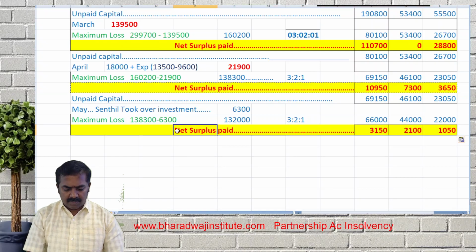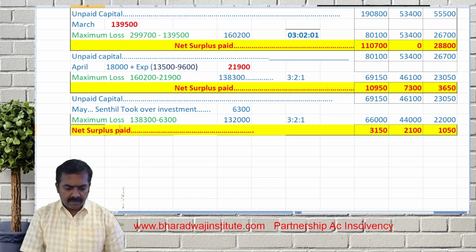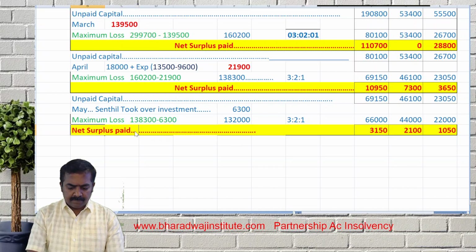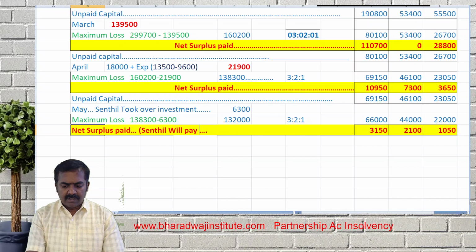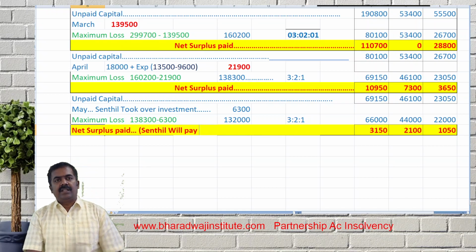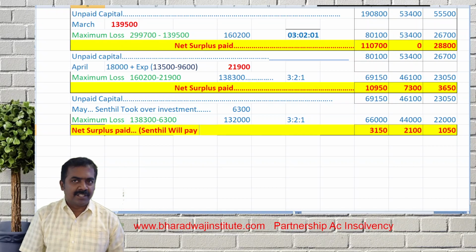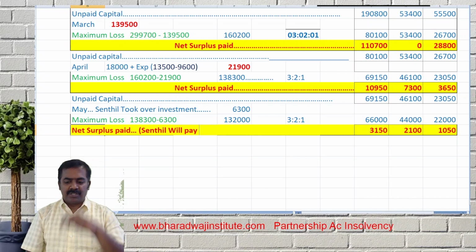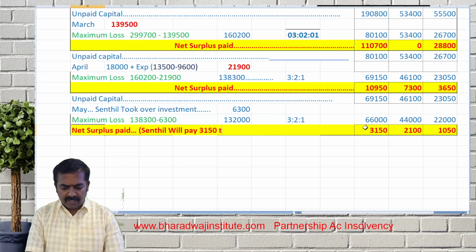Pay attention. Here, small difference in writing. Net surplus paid, which means Senthil will pay. Pay how much? His share is 1,850. In that investment, what is Senthil's share? Sir, in the investment, who took it? Senthil. What is his share? 1,050. So what is the balance? Senthil will pay 3,150 to A and 2,100 to B.